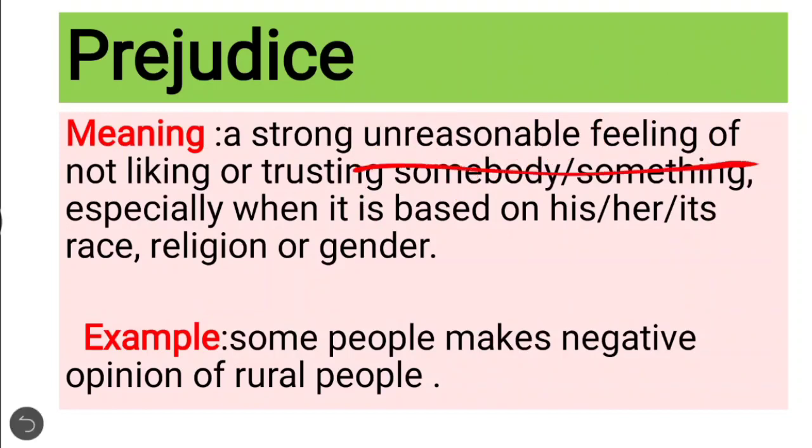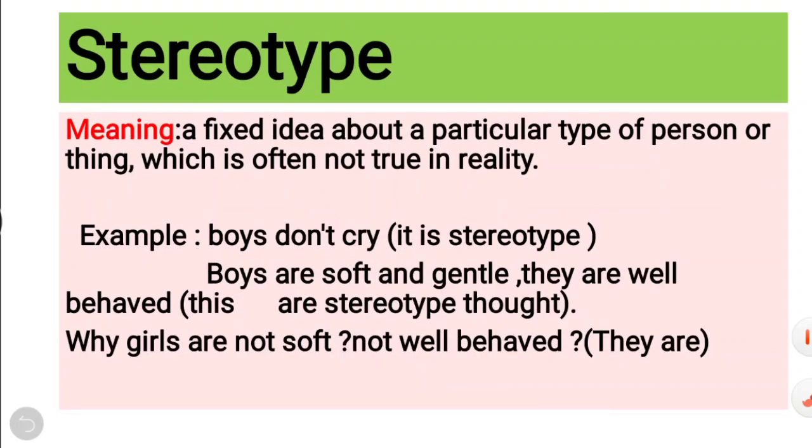Why is it called unreasonable? It is not true. How can you say that people living in the village live in a traditional form and are not modern? How can you say that people living in the village are uneducated? Now everything has changed. So we will move to the next topic, that is stereotype.